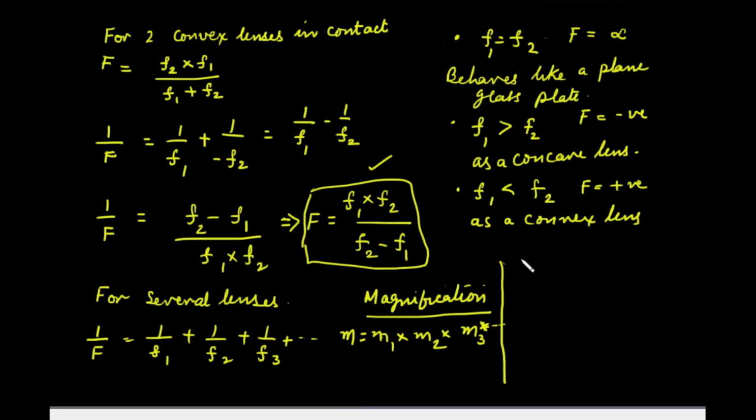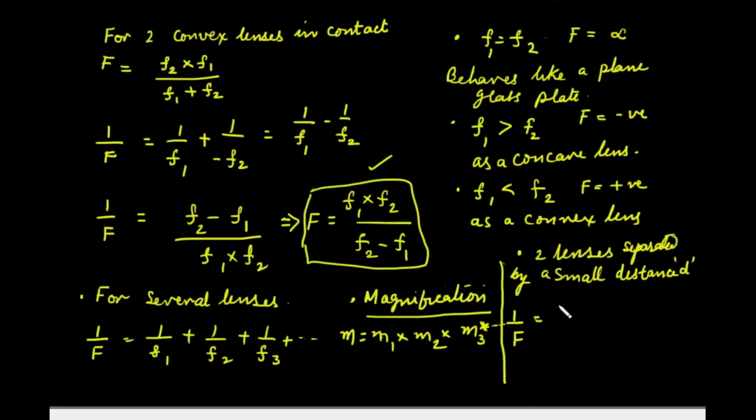Okay, let us see one more point. That is, two lenses separated by a small distance d. What will be the reciprocal of the effective focal length? 1 by F is equal to 1 by F1 plus 1 by F2 minus d divided by F1 into F2.